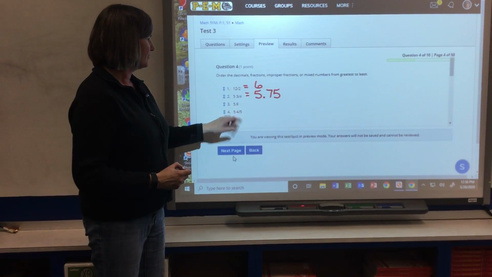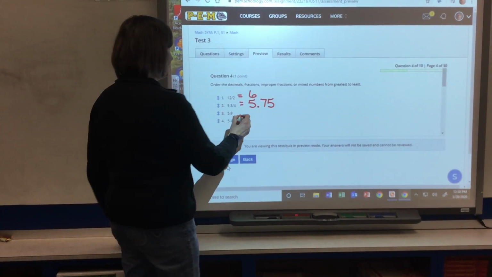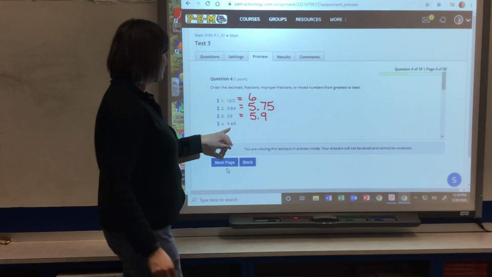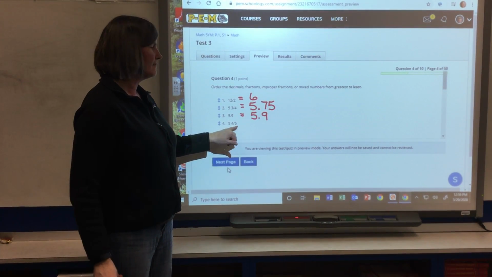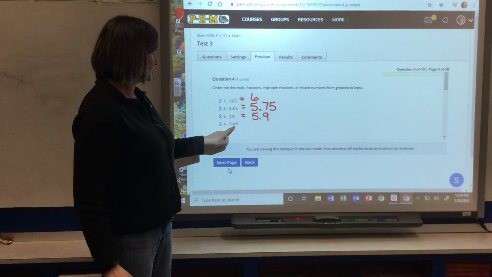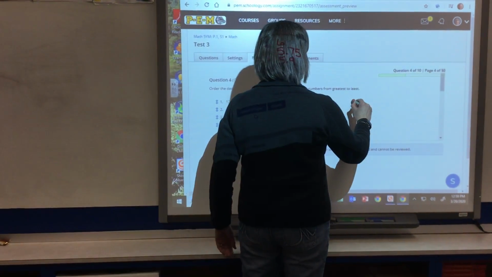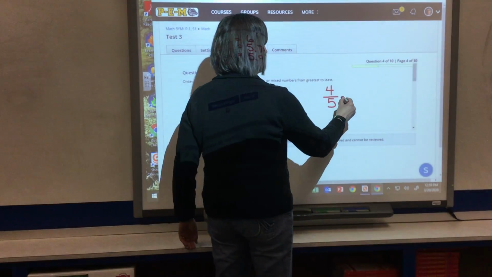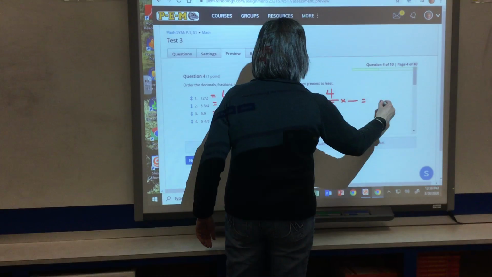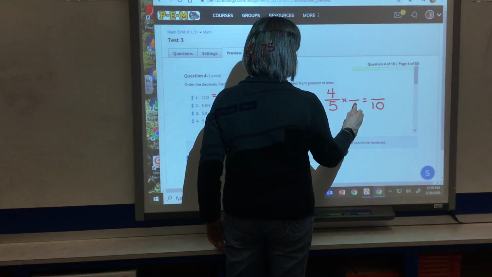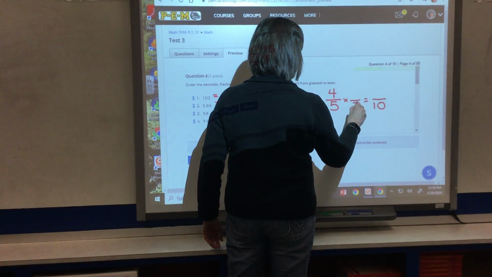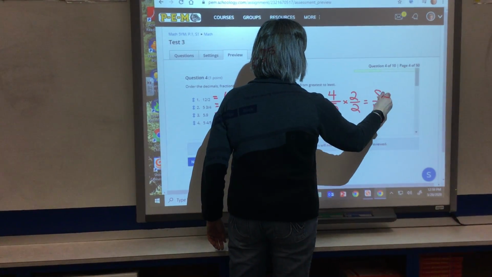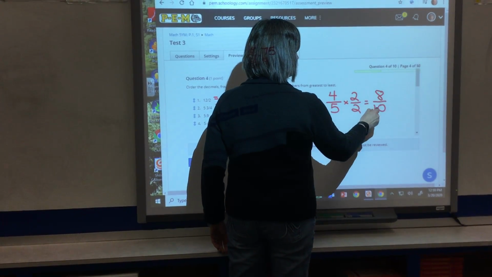The next one, 5.9, is already in decimal form, so we're just going to leave that one like that, 5.9. And then the last one, we've got 5 4/5. So what we're going to do is change 4/5. Today I'm going to choose to use the method where I noticed that I can make that have a 10 on the bottom. So what would we multiply by to get 10 on the bottom? 2. If I multiply the bottom number by 2, I have to multiply the top number by 2. 4 times 2 is 8. 4/5 is equivalent to 8/10.